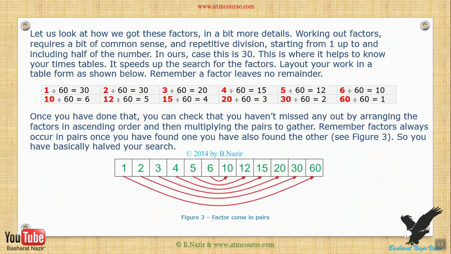Once you have done that, you can check that you haven't missed any out by arranging the factors in ascending order and then multiplying the pairs together. Remember, factors always occur in pairs. Once you have found one, you have also found the other, figure 3. So you have basically halved your search.